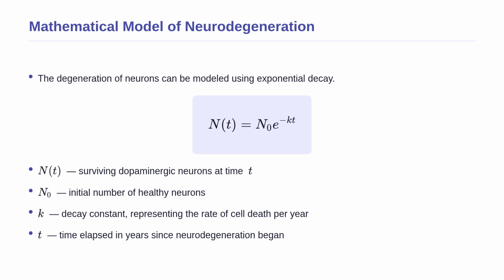If the decay constant k increases, neurons die much faster, causing a steeper drop. If a drug could decrease k, neurons would survive longer.